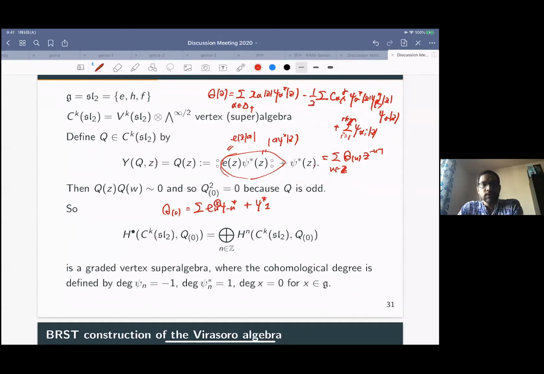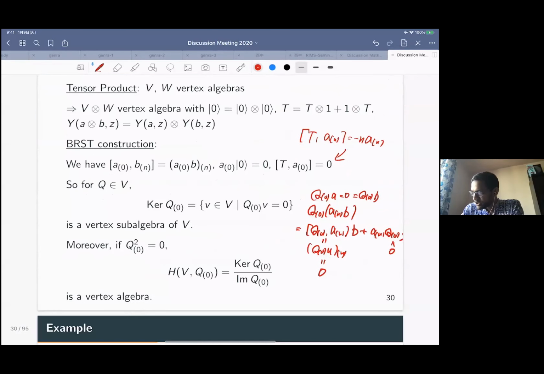No, I was just asking about your construction. You said if you have a vertex algebra and any Q with the property that Q0 squared is 0, then that gives rise to a vertex algebra. So my question is, are there such examples? For example, if you had the universal affine vertex algebra, are there examples of such Qs there, or other such examples?